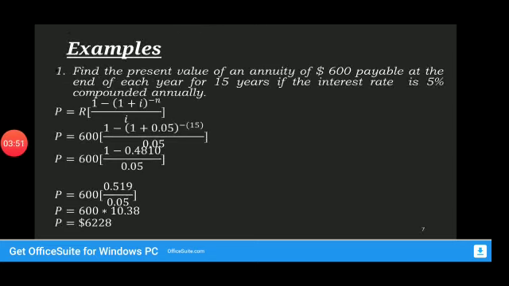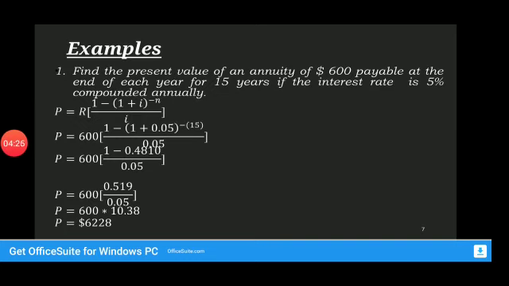Moving forward, this is another example: find the present value of an annuity. In the previous scenario, we judged that it was a question of the present value, but in this one it has explicitly said to find the present value of an annuity of $600 payable at the end of each year. Again, at the end of each year means this is a question of ordinary annuity, and since it says present value, we need to use the formula of the present value of ordinary annuity.